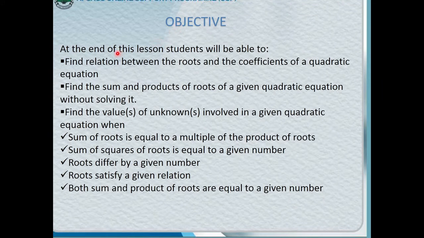Objective of the lesson. At the end of this lesson, students will be able to find the relation between the roots and the coefficients of a quadratic equation, find the sum and the products of roots of a given quadratic equation without actually solving it, find the values of unknown involved in a given quadratic equation when sum of the roots is equal to a multiple of product of roots, when sum of the roots is equal to a given number, when roots differ by a given number, when roots satisfy a given relation, and when both sum and the product of roots are equal to a given number.